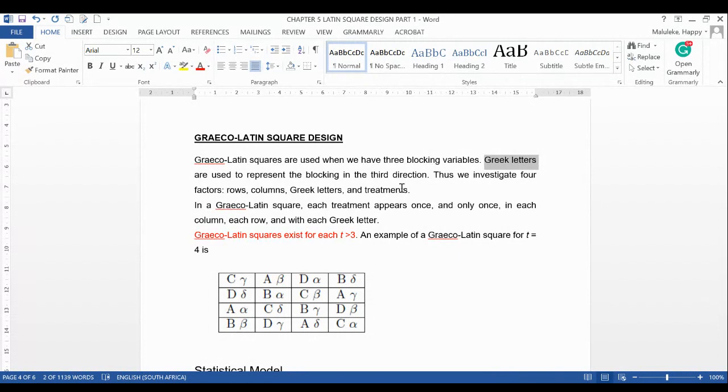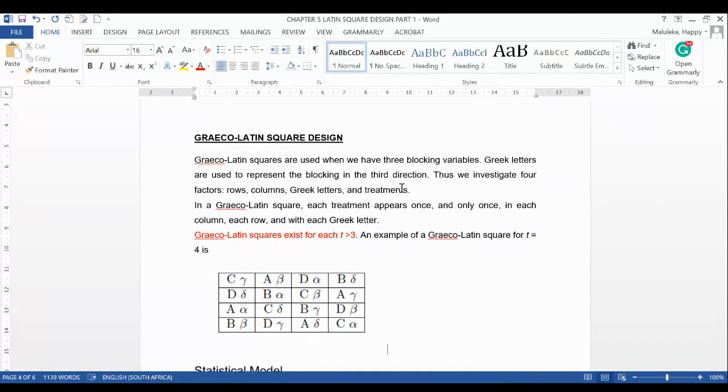There's an example here where there's a mistake, but we'll trace the mistake before we do some calculations. If you can check, this is a 4x4 Graeco-Latin square design. You can see we have letters and Greek letters. The Greek letters go with the third block.